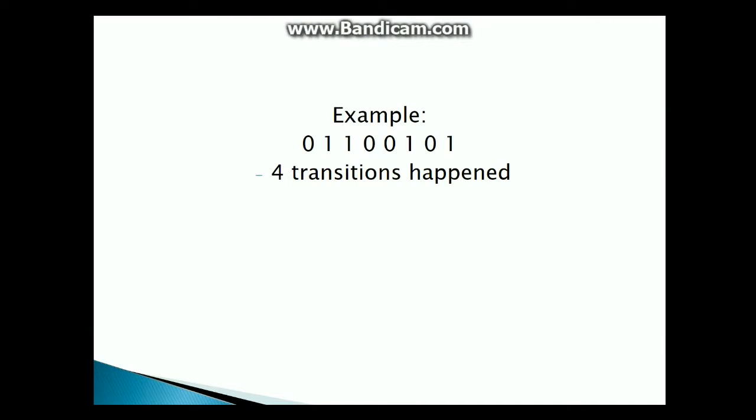Let's look at this example for our good understanding. We can look here. There are 8 bits: 0, 1, 1, 0, 0, 1, 0, 1. From this code, we can see that there are 4 zeros and 4 ones. That means in this kind of code, there are 4 transitions that happen along the way.